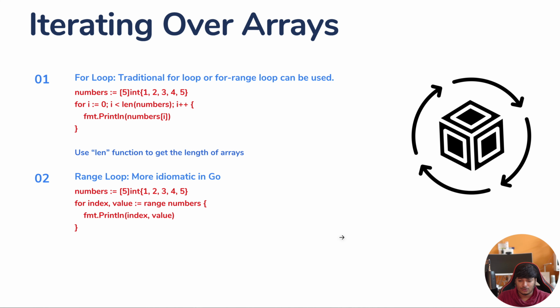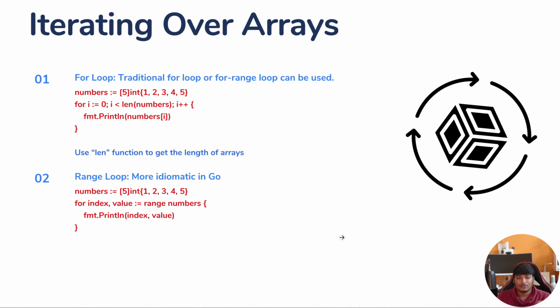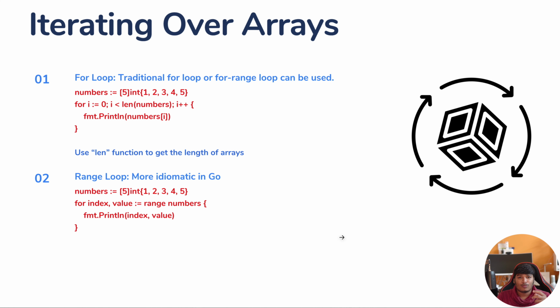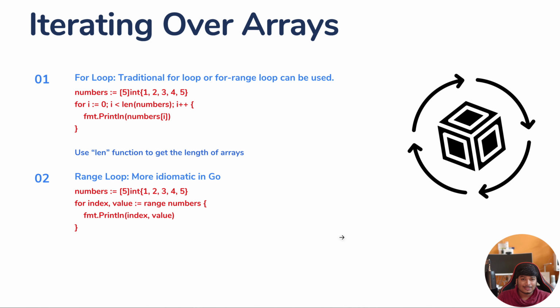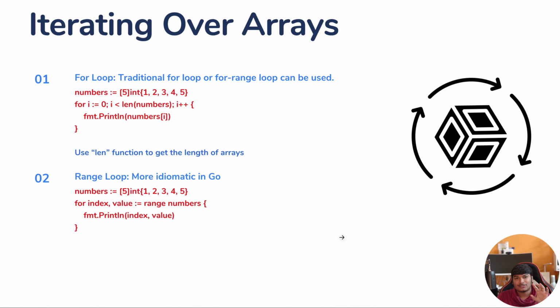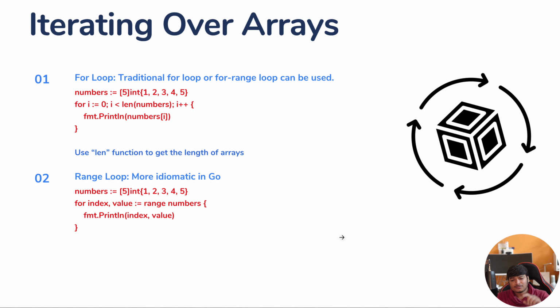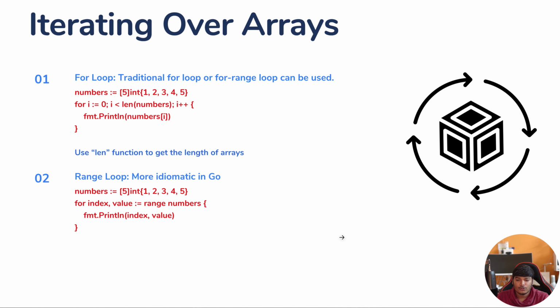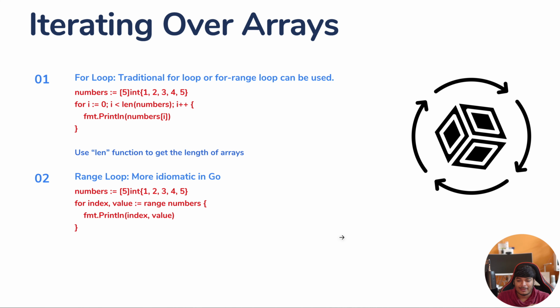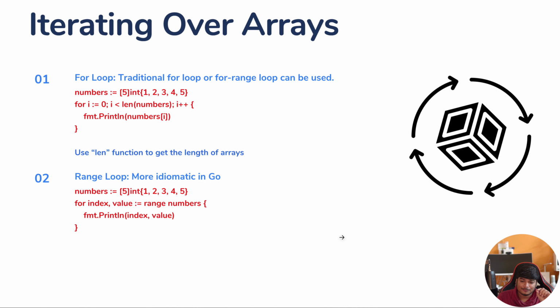So i equals 0, so this particular iteration starts from 0. Then what is the condition? The condition is i less than the length of numbers, which is 5. Then i++, so it will increase one by one. Then inside the loop, inside the second brackets, we are saying fmt.Println numbers.